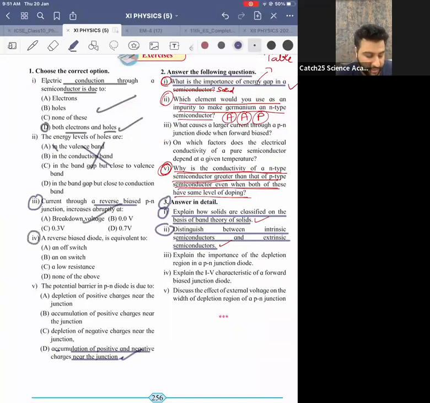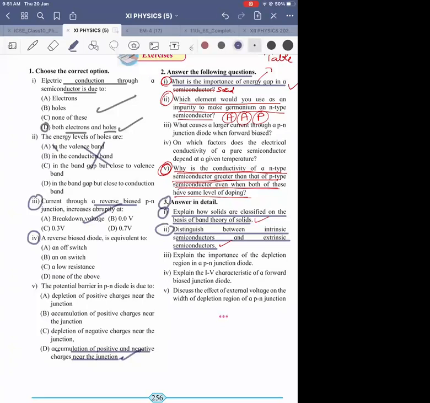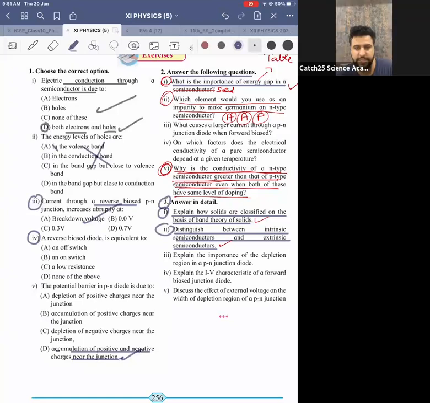Now try to answer fourth MCQ. Start. And tell me what should be the answer for fourth MCQ. Off switch. Answer is off switch, correct? We have just done. The reverse bias is an off switch. Therefore, answer will be A.